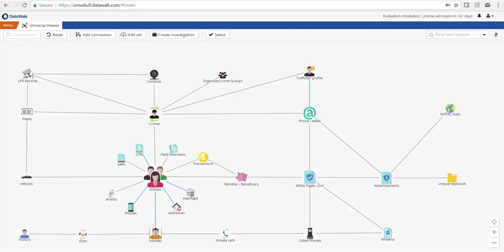In this particular case, we have a fictitious watch list consisting of about 500,000 records, an entities data set with about 435,000 records, 1 million crimes, just under 4 million LPR reads, and so forth.